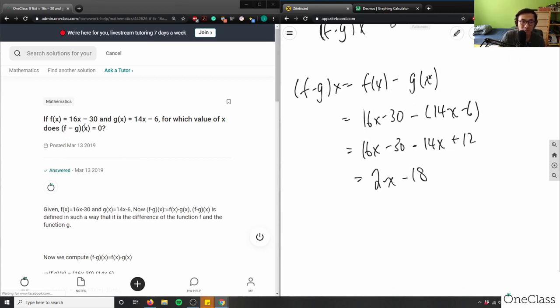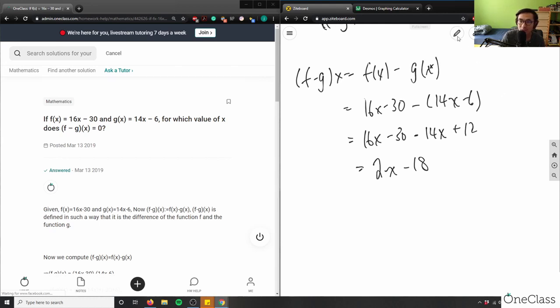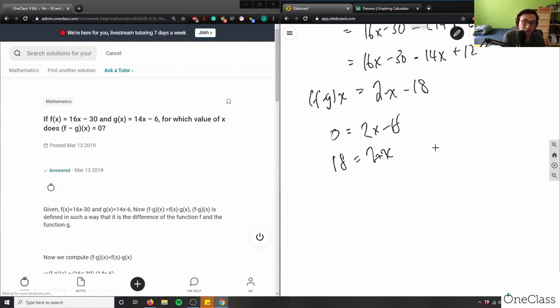And then I'm going to set f minus g of x to 0. So 0 equals 2x minus 18. I can move 18 to the other side by adding 18 to both sides, so I have 18 equals 2x, and then I can divide both sides by 2 and get x equals 9. So this is my answer for this function.